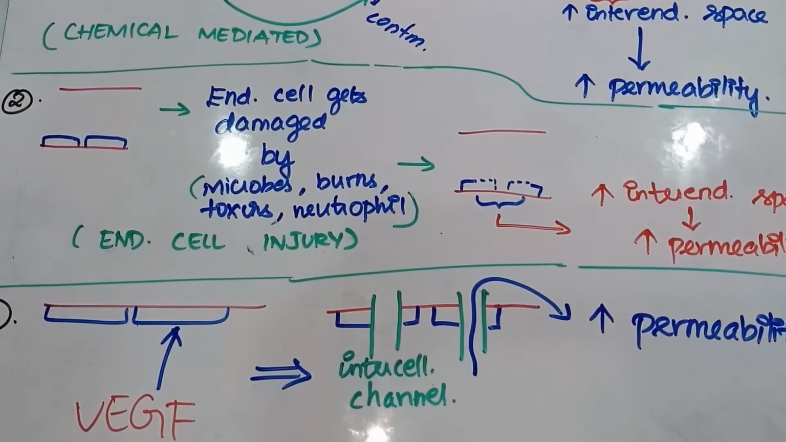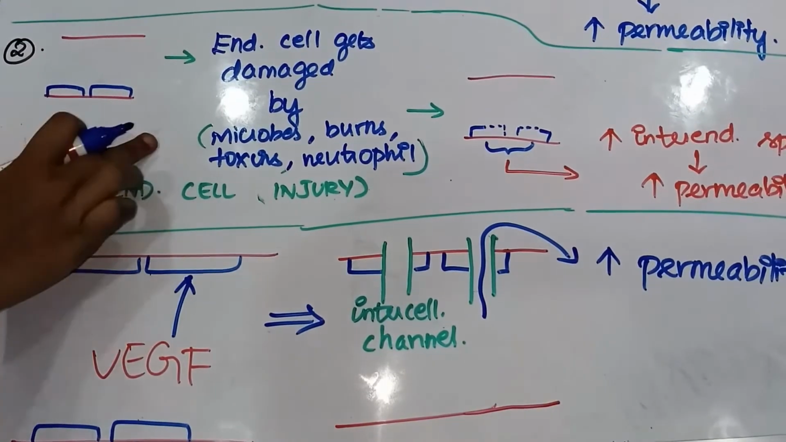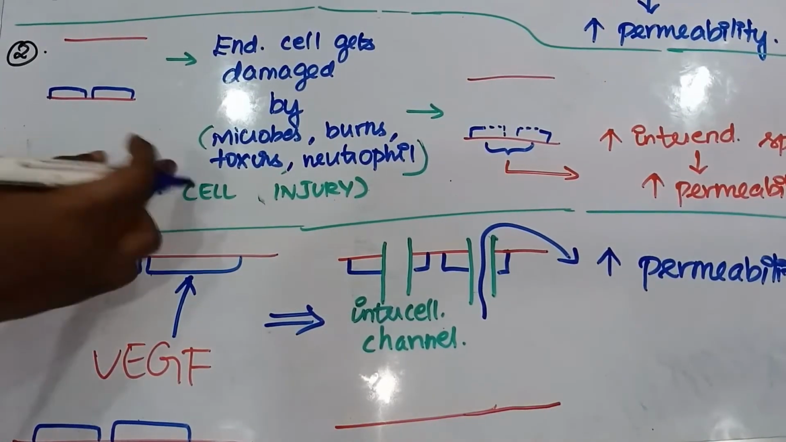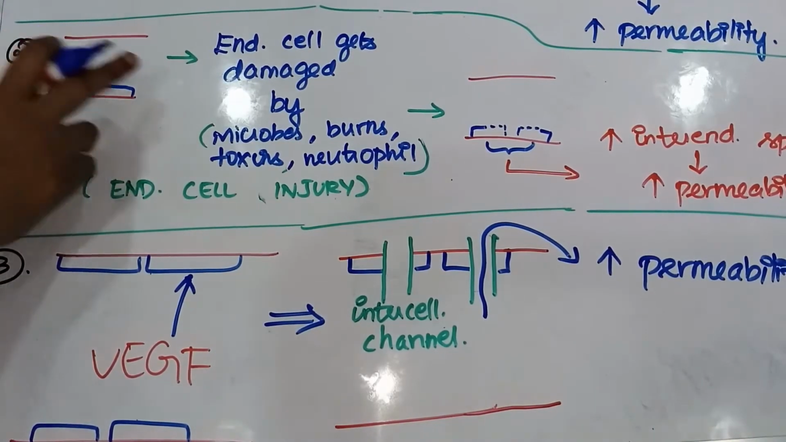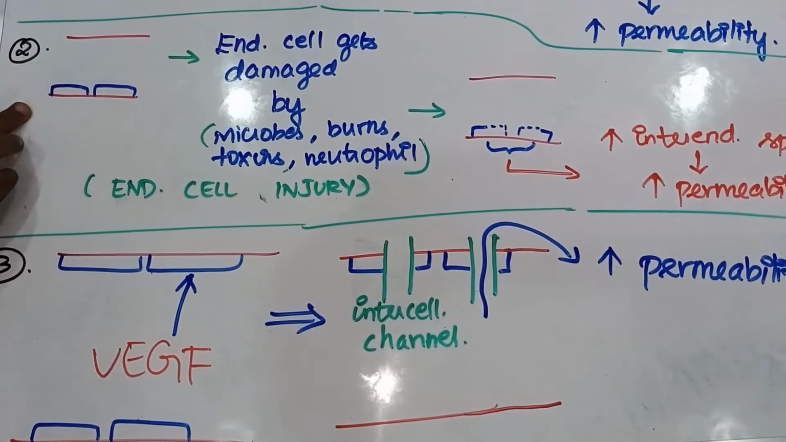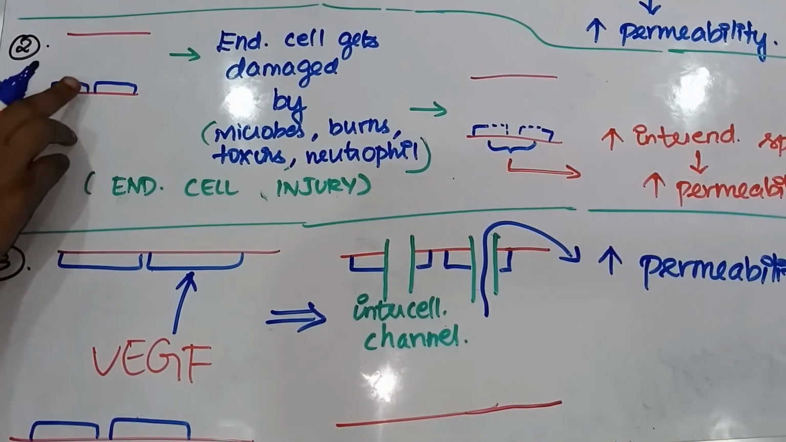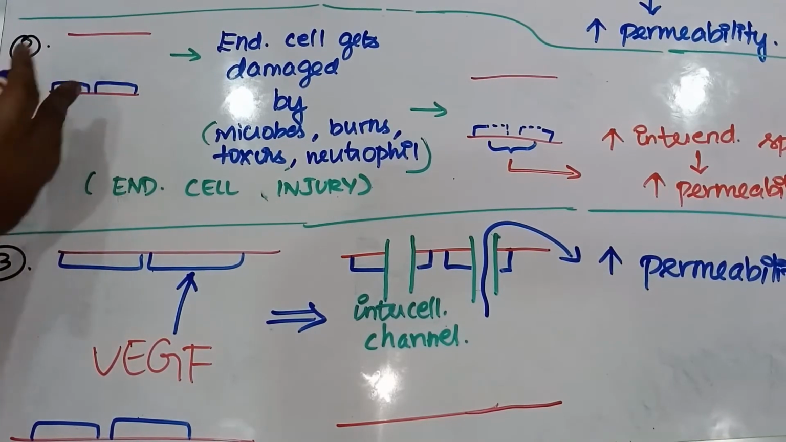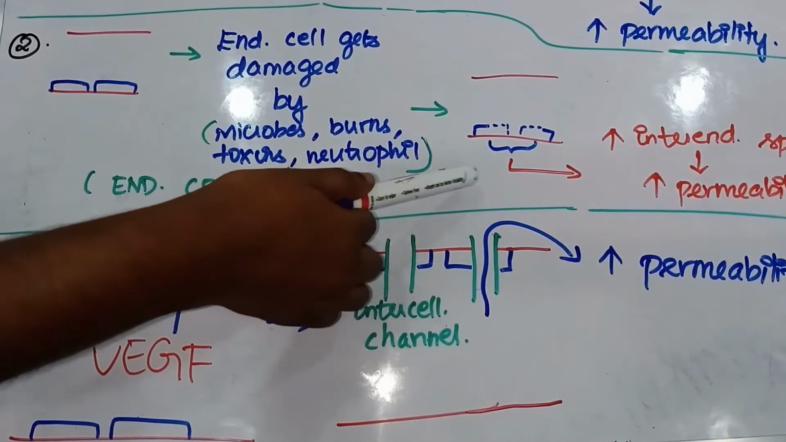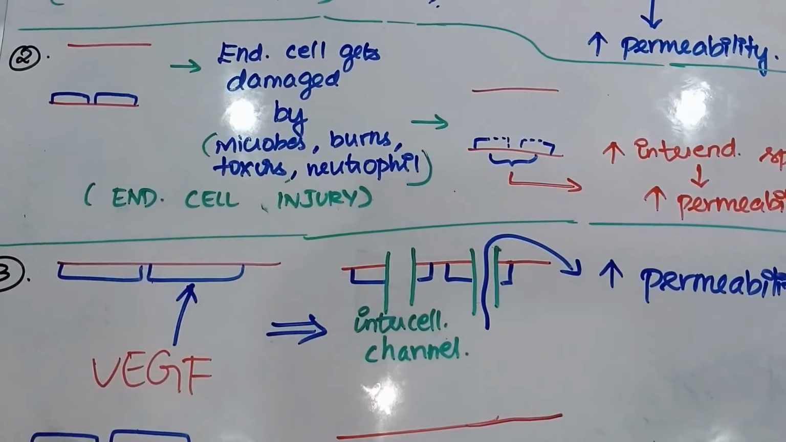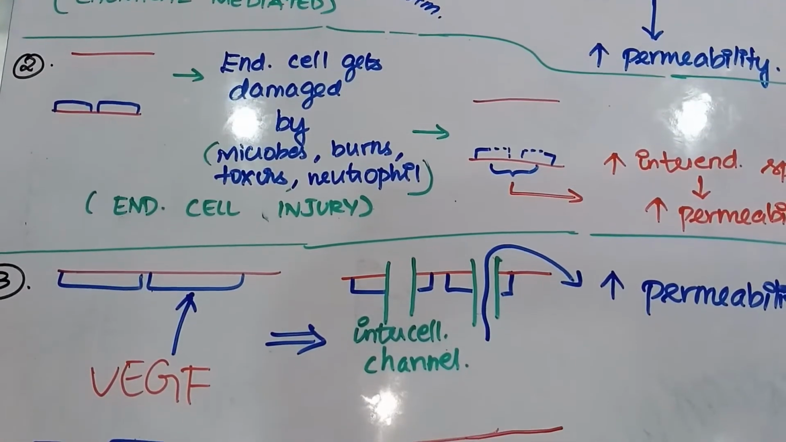Secondly, if the endothelial cell itself is damaged by microbes, or due to burns, or due to the toxins released by the microbes, or in case of neutrophils, which are participants in inflammation, they can also damage the endothelial cells. If the endothelium gets damaged and is lost, then there will be a space between the interendothelial cells. So the interendothelial space here also increases, which causes increased permeability to the vascular contents as a result of increased vascular leakage.